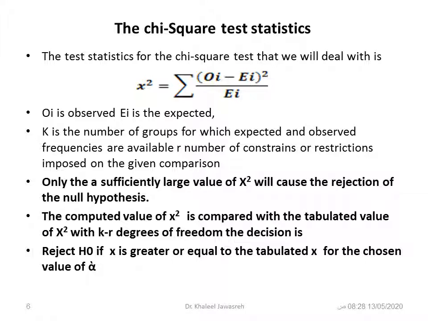By the way, this is the general formula for finding the calculated chi-square value, and we have a tabulated table, which is called the chi-square table, that consists of rows and columns and many values. The first column is what we call the degrees of freedom, which was discussed in the previous slides, and we also have the significance level: 0.05, 0.01, and others.